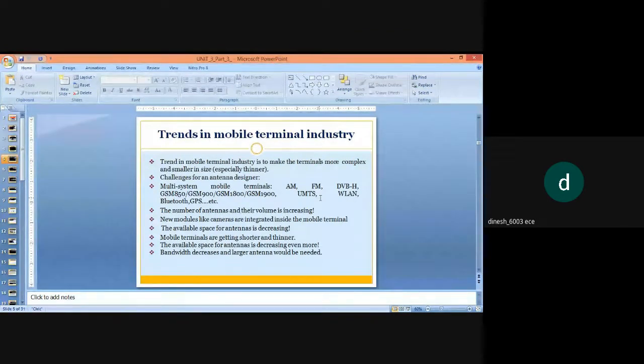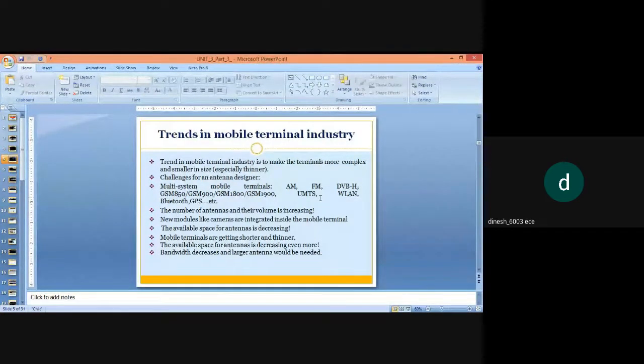So these are the places where the antennas are being used, specifically the mobile terminal antennas. The number of antennas and their volume is increasing nowadays. New modules like cameras are integrated inside the mobile terminal, so the available space for the antenna is decreasing. Mobile terminals are getting shorter and thinner, and the available space for antennas is decreasing even more.